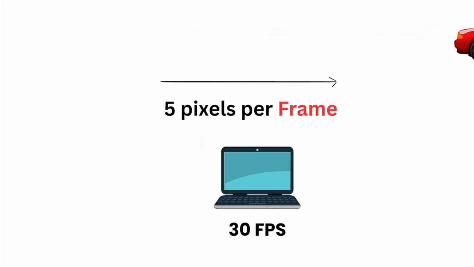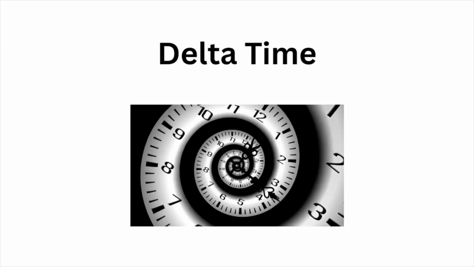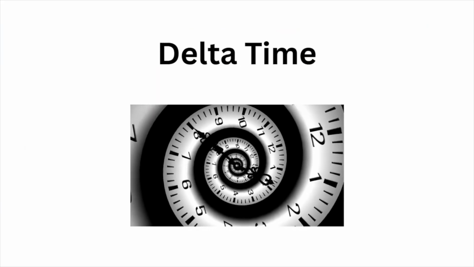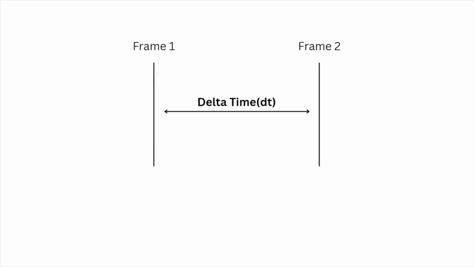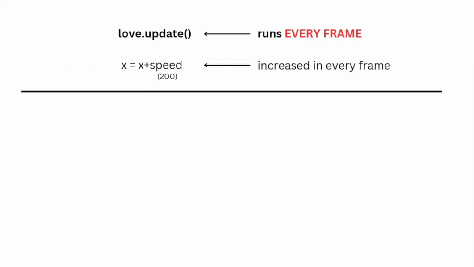And that is where delta time comes in. Delta time aims to fix this problem. Delta time tells us exactly how much real world time has passed since the last frame. So you can think of it as the time distance between two frames, and its value equals 1 divided by the total number of frames per second. Now when we multiply the speed inside our x value inside the love.update function, what will happen is, since love.update runs every frame, the speed value is added onto our x position value in every frame.